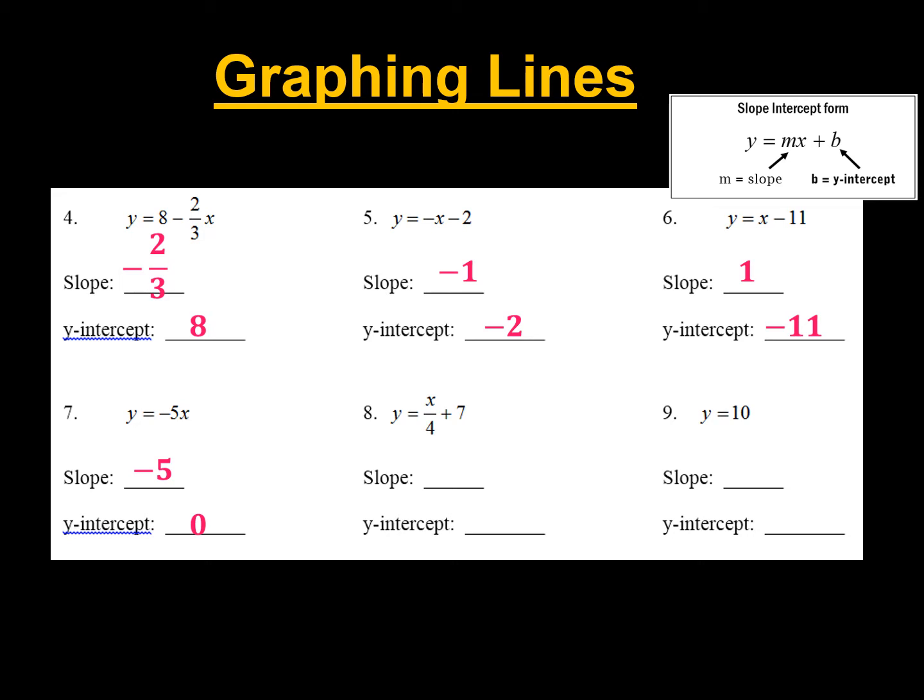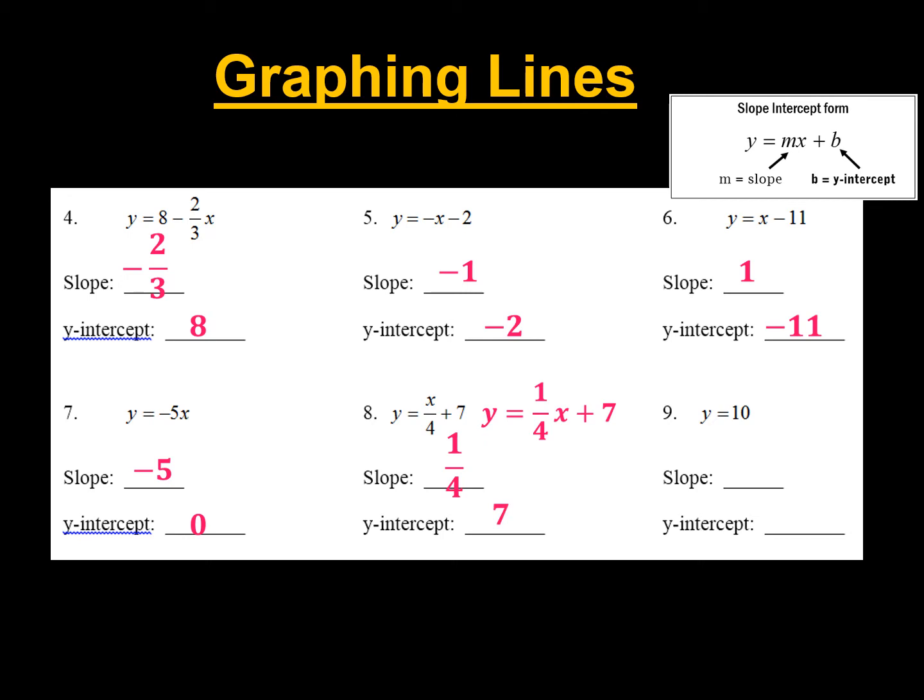Okay, number 8 looks a little bit different here. Y equals x over 4 plus 7. You can pull that fraction out to the front. On top, remember, is a 1. So we could just pull that out and make it 1/4. So the slope is 1/4 and the y-intercept is 7.